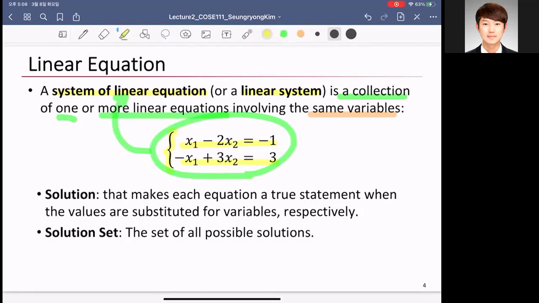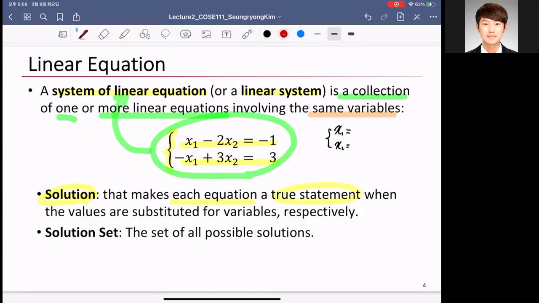So one more concept is the solution. A solution makes each equation a true statement when the values are substituted for the variables. So for example, we want to find the solution of this linear system, then we have to find the values of each variable, x1 and x2, like this.